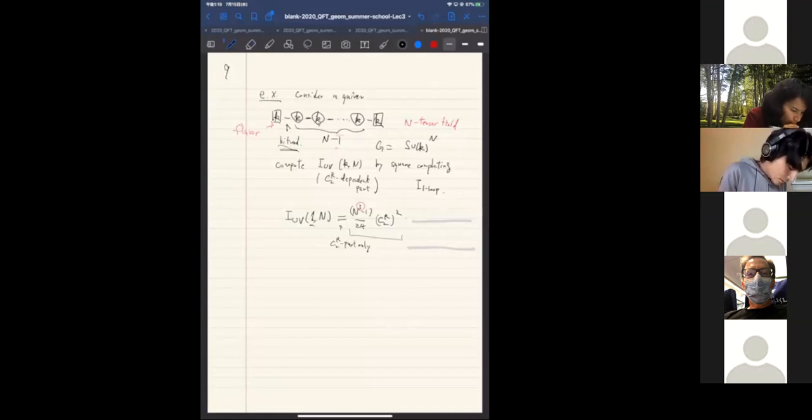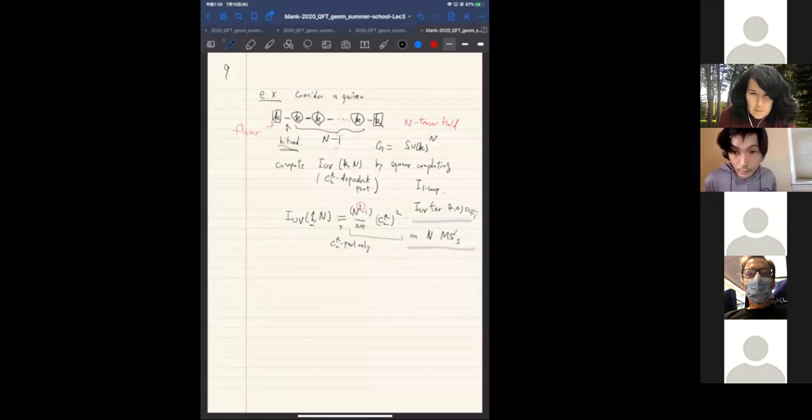And so this is the anomaly polynomial for the (2,0) theory on the N5 branes. And so yeah, you get somehow the cubes and cubes, and that comes from when you just complete the square.